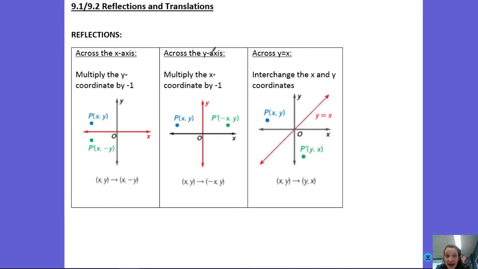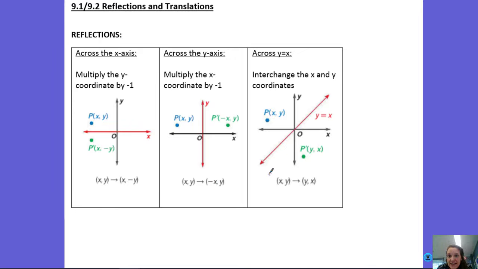To reflect across the y-axis, which is this vertical axis, it's just the opposite. You're going to multiply your x coordinate by -1. So if your x coordinate is positive, it's going to become negative. If it's negative, it's going to become positive, because it's just jumping from the left to the right side of the axis, or from the right to the left side of the axis. So your original point, x comma y, gets reflected over the y-axis, and you're going to change the x value from positive to negative, or negative to positive.